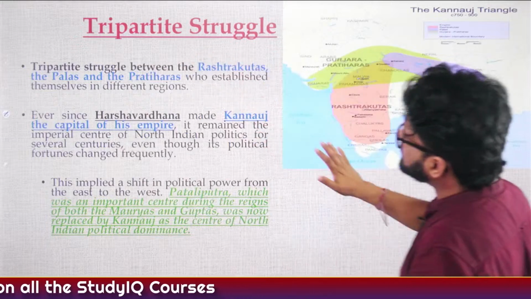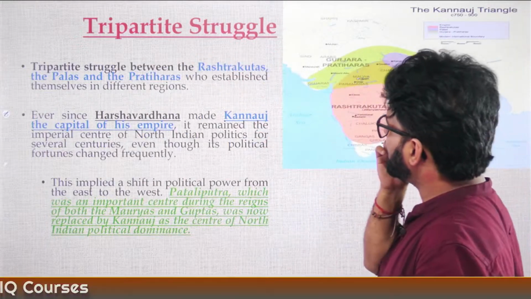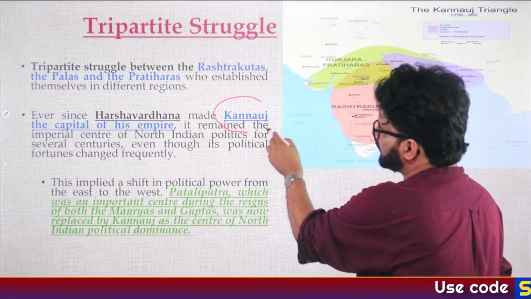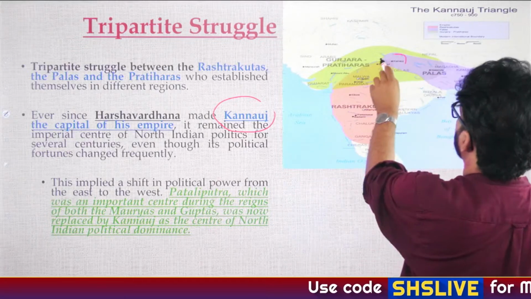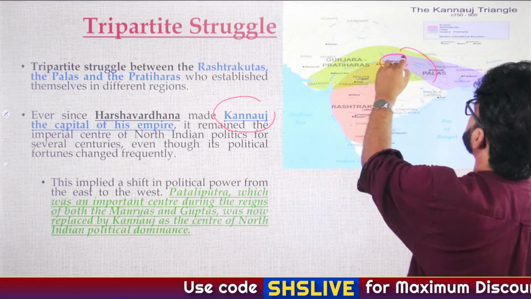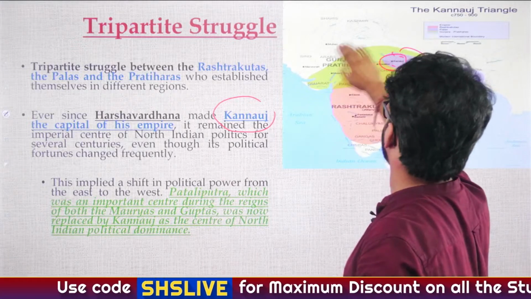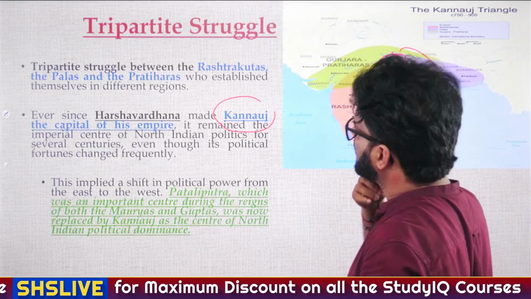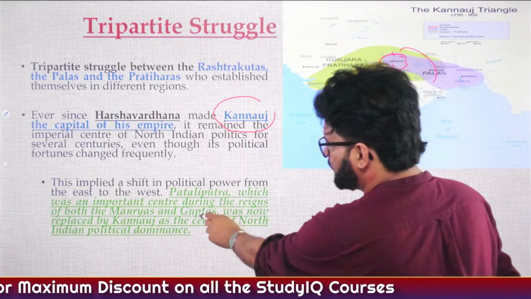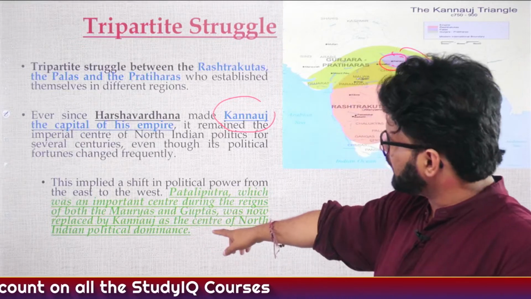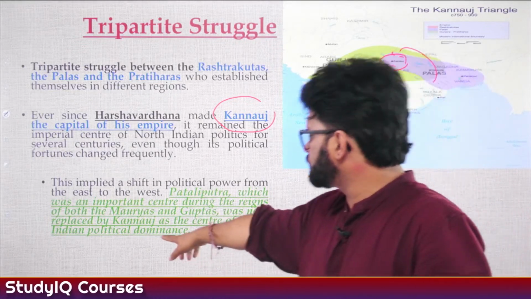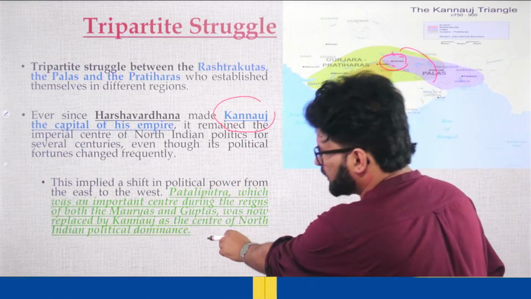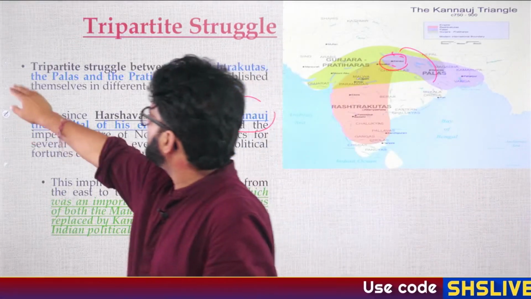So, the tripartite struggle: Pala, Pratihara and Rashtrakuta. They are fighting over Kannauj because now the center of attraction has changed from Patliputra to Kannauj after Harsha shifted the capital from Thanesar to Kannauj. Patliputra, which was an important center during the reign of both Mauryans and Guptas, was now replaced by Kannauj as the center of North Indian political dominance.